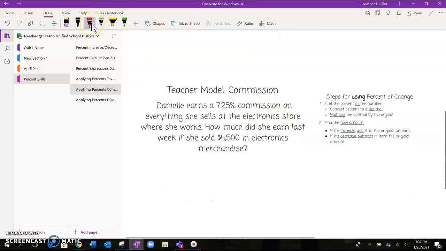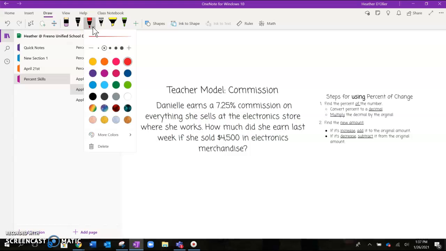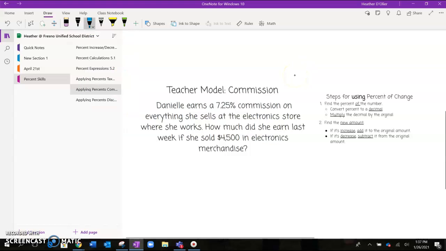So since this isn't a percent increase or a percent decrease, we're going to do some fun colors. Why not? It says here that Danielle earns 7.25% commission on everything she sells at the electronics store where she works. How much did she earn last week? She sold $4,500 in electronics merchandise. So I've got our steps over there, and we don't need that find the new amount because it's commission. So I'm only following the first steps.